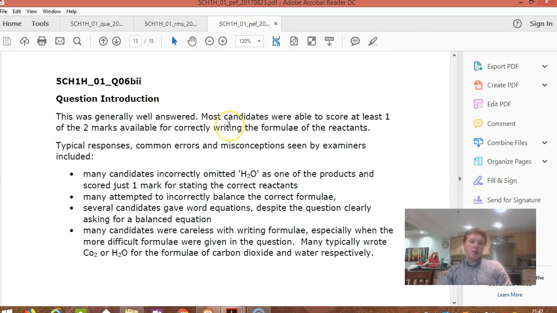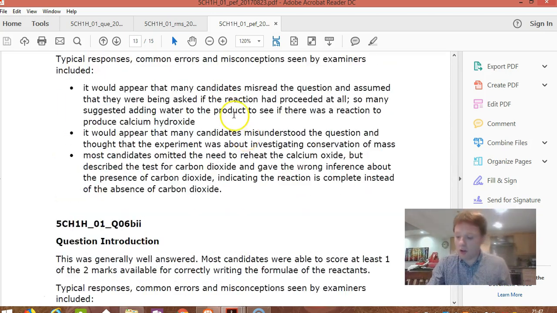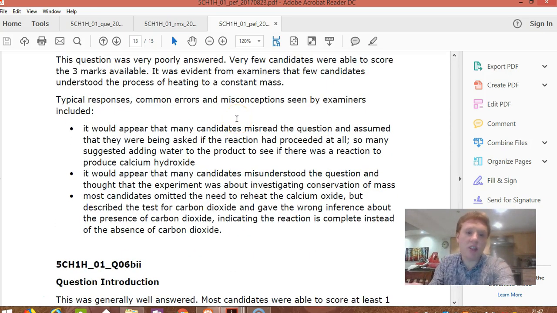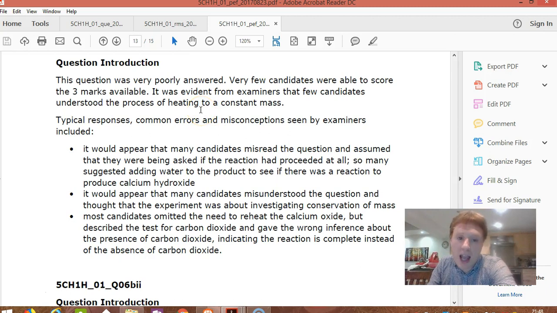Okay? It was generally well answered. Misconceptions. It would appear that it was poorly answered actually. They were able to score the 3 marks. It's quite a difficult question to think through. So basically, what you're trying to say is, you know the reaction's finished when you don't lose any more mass.